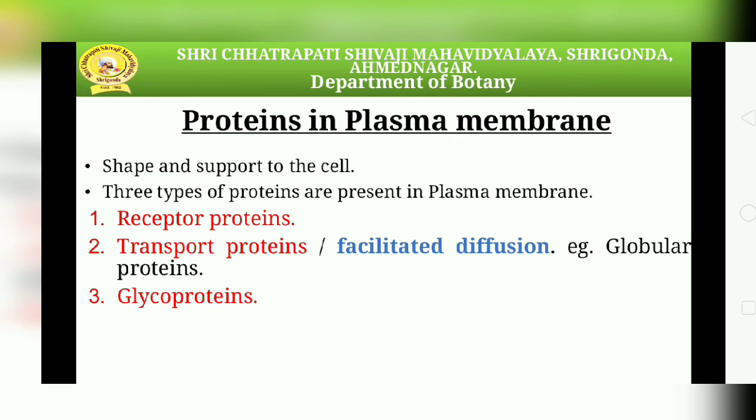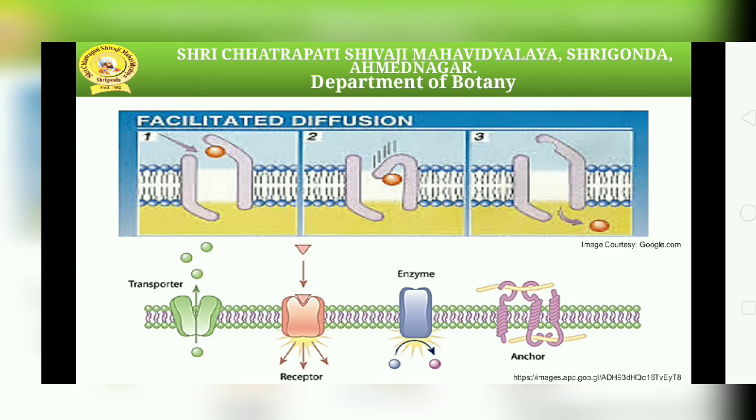Now, protein takes a major role in this. Protein helps to provide shape and support to the cell in the plasma membrane. There are three types of proteins present in the plasma membrane: the receptor protein, the transport protein and the glycoprotein. One by one, take the receptor protein. By the picture you can clearly understand it. The receptor protein helps in communication of a cell with its external environment with the help of hormones, neurotransmitters and other signaling molecules.